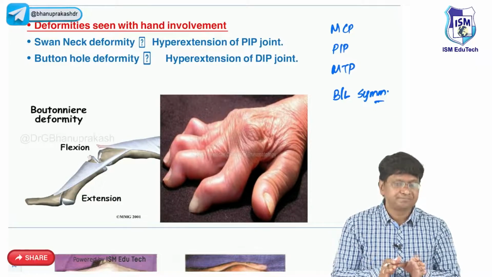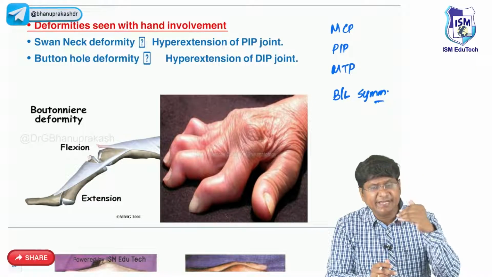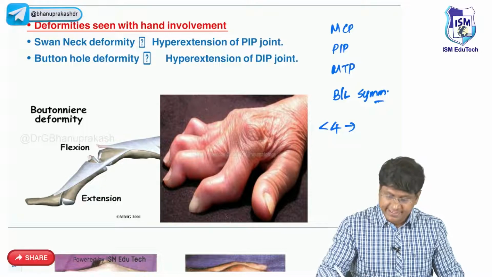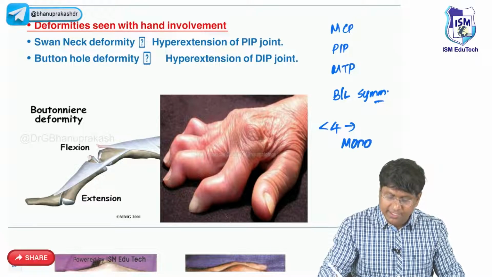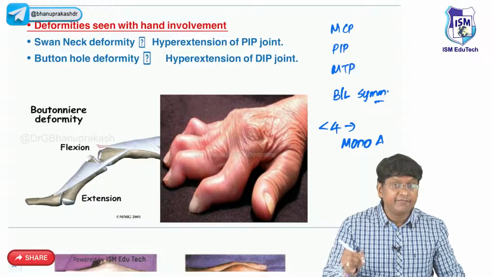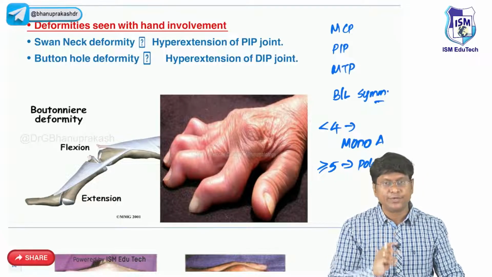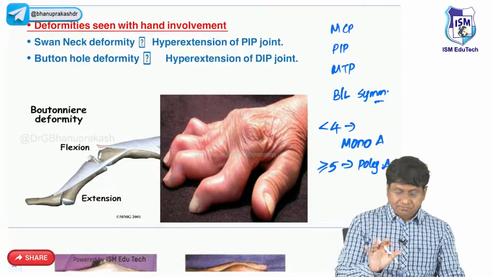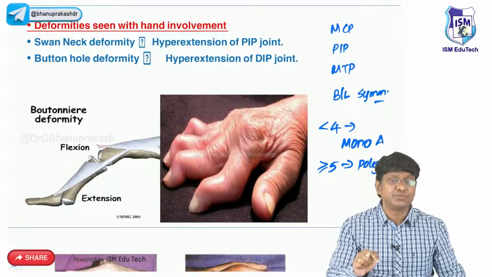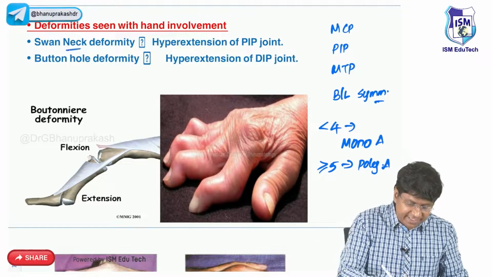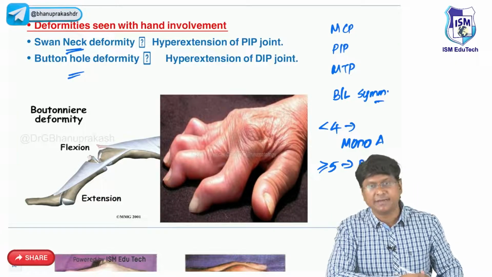And this rheumatoid arthritis, depending upon the joint involvement, see, if less than 4 joints are involved, then we call it monoarticular rheumatoid arthritis. And if more than or equal to 5 joints are affected, then we call it polyarticular rheumatoid arthritis. Okay, so now these patients with rheumatoid arthritis in the long term can develop deformities, and these deformities are swan neck deformity and buttonhole deformity.